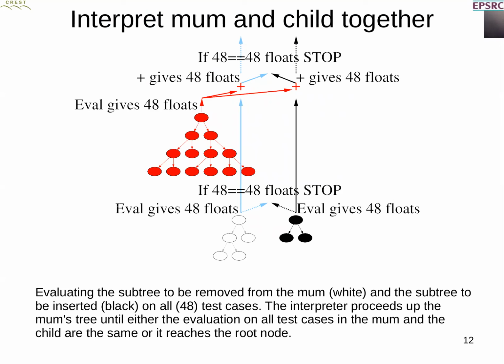Again, most of the time they're not the same, and we proceed up the chain of nodes towards the root node. But if that chain is sufficiently long, in many cases, the evaluations do become identical. At that point, we know they will be identical all the rest of the way from that point to the root node. In other words, at that point, we know the mutant will have the same fitness as its parent.